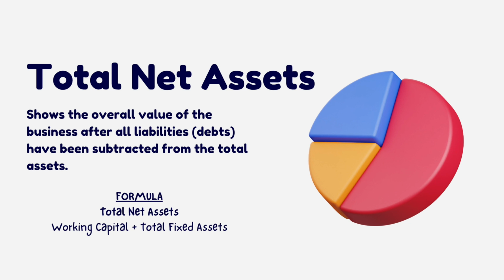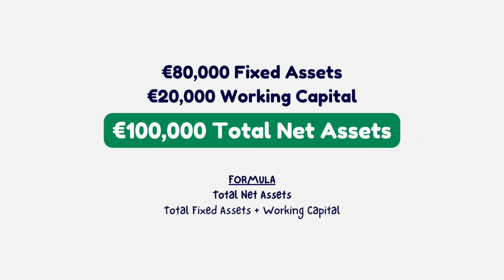So let's say your sports store has €80,000 in fixed assets. Its working capital is 20,000. This means that the business's total net assets are 100,000. This is the real value of the business once all debts are taken into account. If your total net assets are positive, the business is in a healthy financial position. If they're negative, the business might have more liabilities than assets, which can lead to problems further down the line.